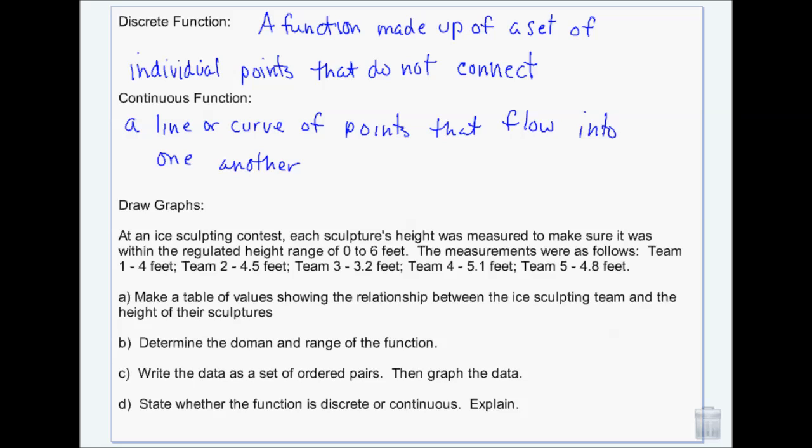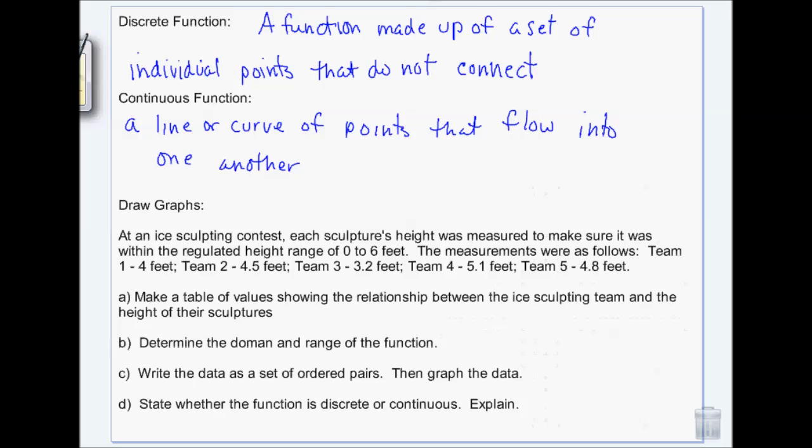So if we have an ice sculpting contest and each sculpture's height was measured to make sure it was in the regulated height range of no feet, which is kind of silly if you think about it, because how could you have a no foot tall ice sculpture, to 6 feet. Okay, the measurements are as follows. Team 1 is 4 feet. Team 2 is 4.5 feet. Team 3 is 3.2 feet. Team 4 is 5.1 feet. And Team 5 is 4.8 feet.